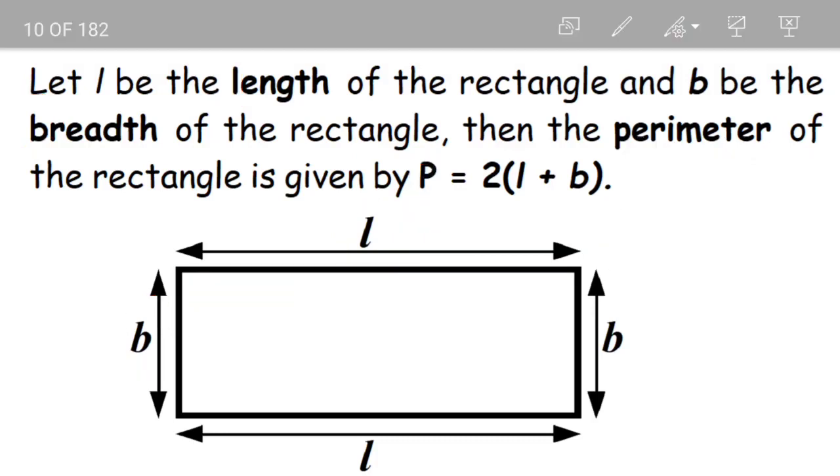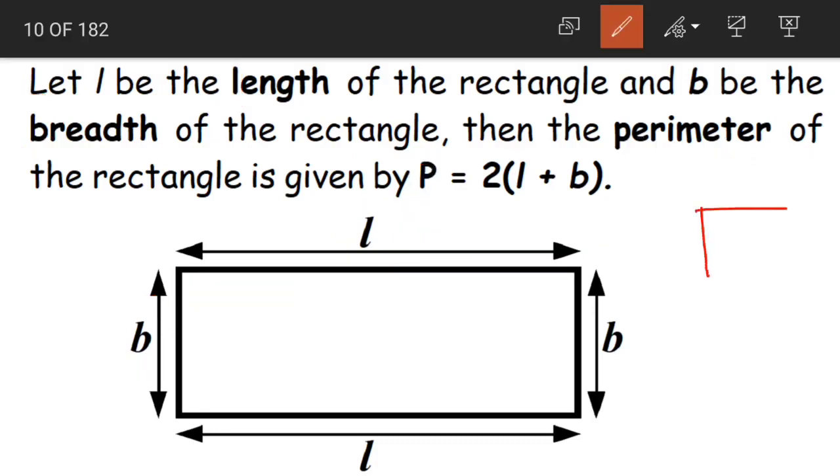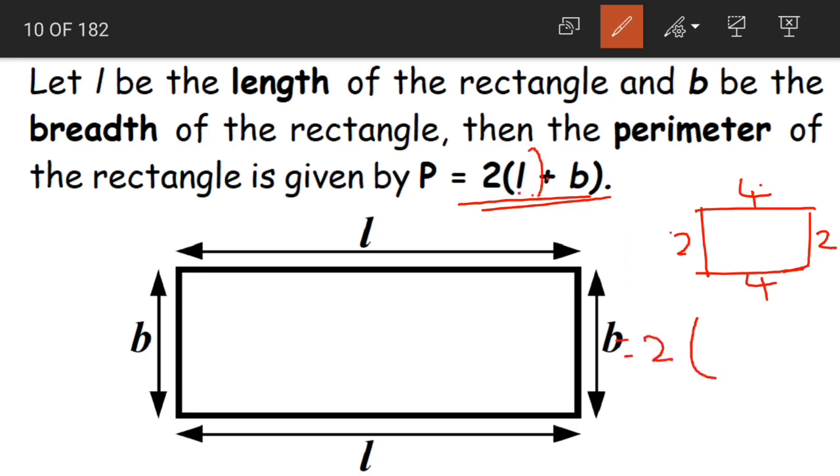2 into L. If we take an example rectangle, children, when I say that the breadth is 2 centimeters and the length is 4 centimeters. Yes, so using this formula, let us apply the lengths and breadths to the formula and find out the perimeter. 2 into, what is the length here? Length is the larger side, that is 4, plus what is the breadth? Breadth is the smaller side, that is 2.